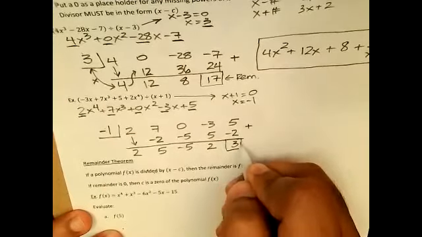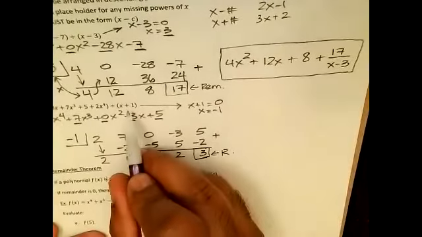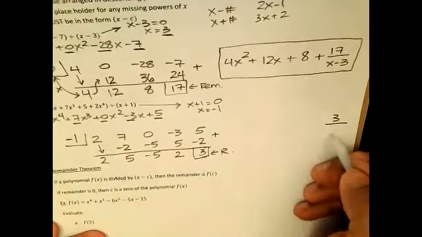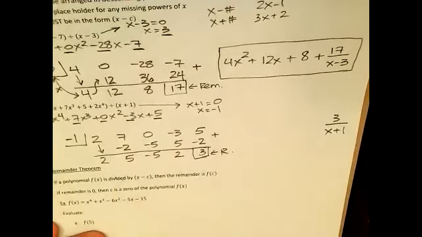That number is my remainder. So the remainder will go over the divisor, which was x plus 1. That's what the divisor is. So when I write down my answer, at the end I'm going to have 3 over x plus 1.